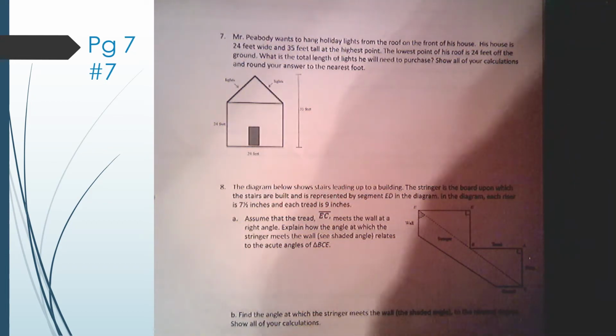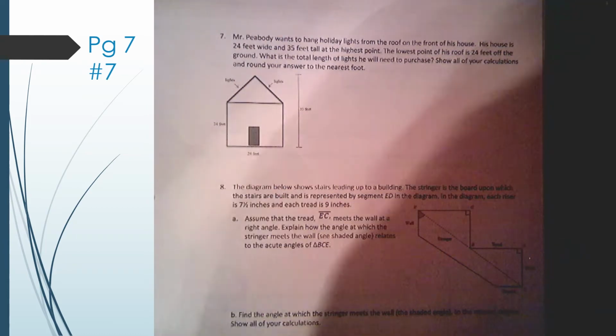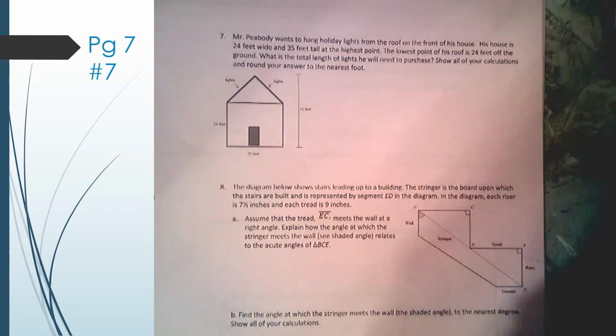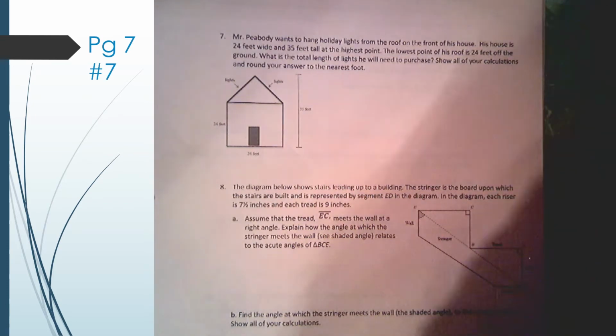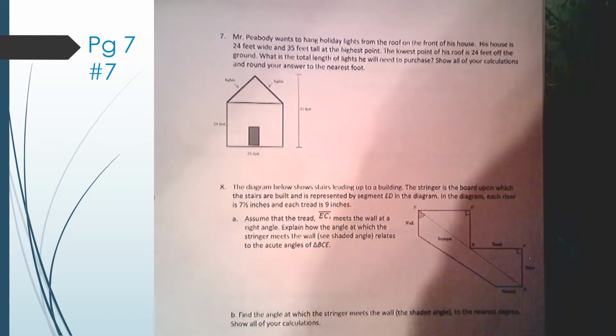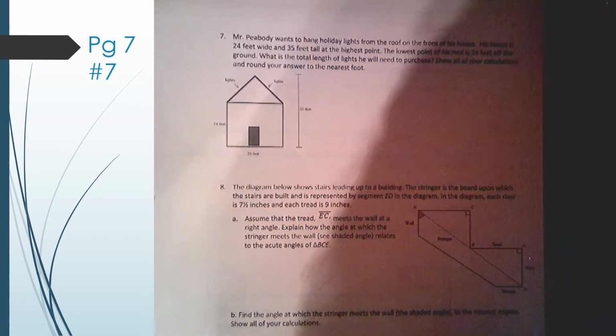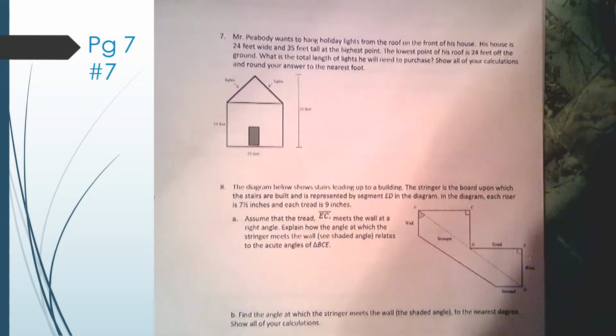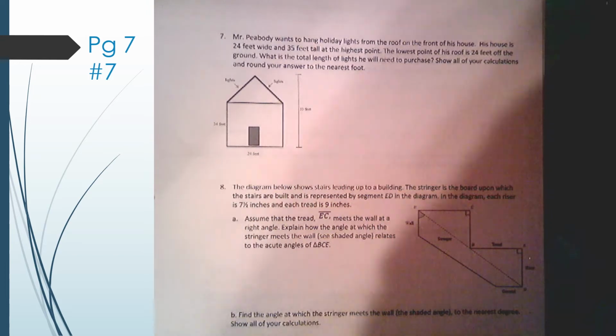Okay, so the last problem on this video is going to be number 7 on page 7. It says Mr. Peabody wants to hang holiday lights from the roof on the front of his house. His house is 24 feet wide, 35 feet tall at its highest point. The lowest point of his roof is 24 feet off the ground. What is the total length of lights you will need to purchase? Show all of your calculations and round your answer to the nearest foot.